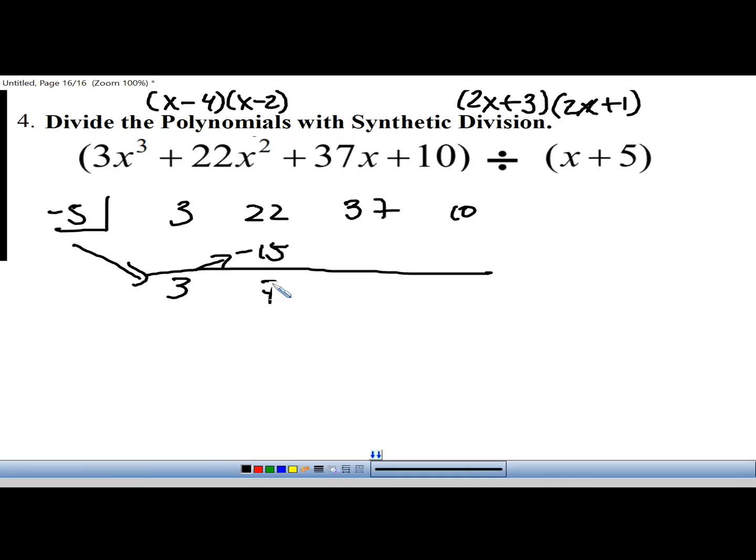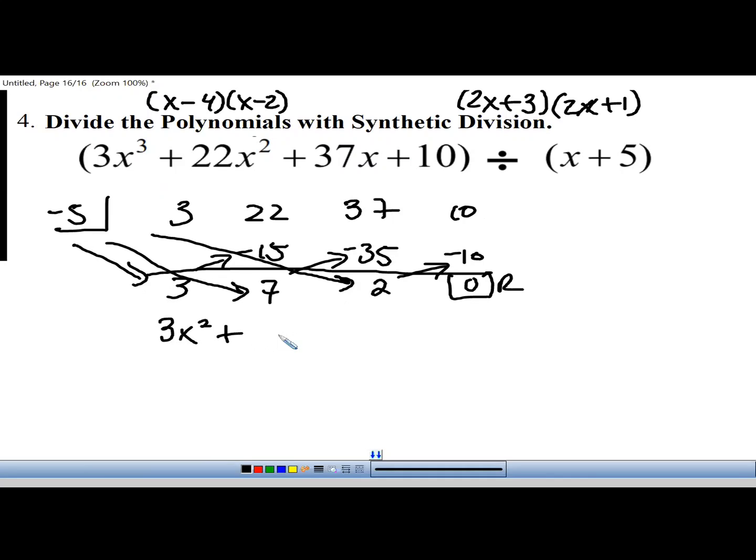Combine, that's 7. -5 times 7, that's -35. Combine, that's 2. -5 times 2, that's -10. And we end up with 0 remainder. So this is our 3x squared plus 7x plus 2. This is my quotient. And if we multiply this times the original divisor, that should give us the dividend we started with.